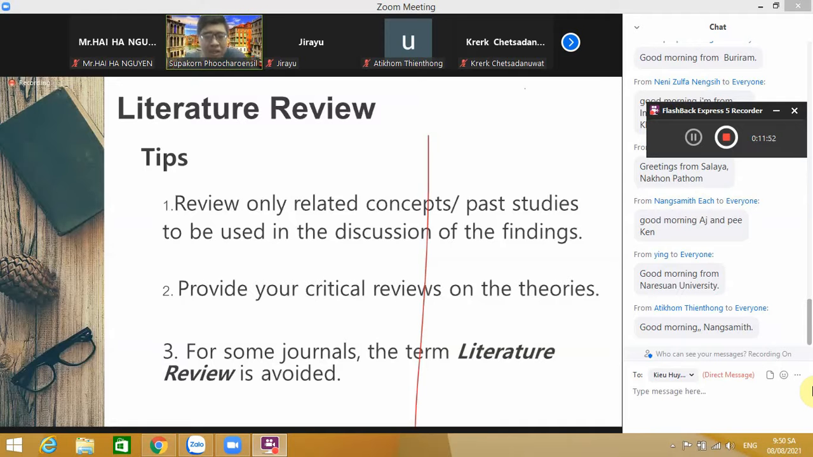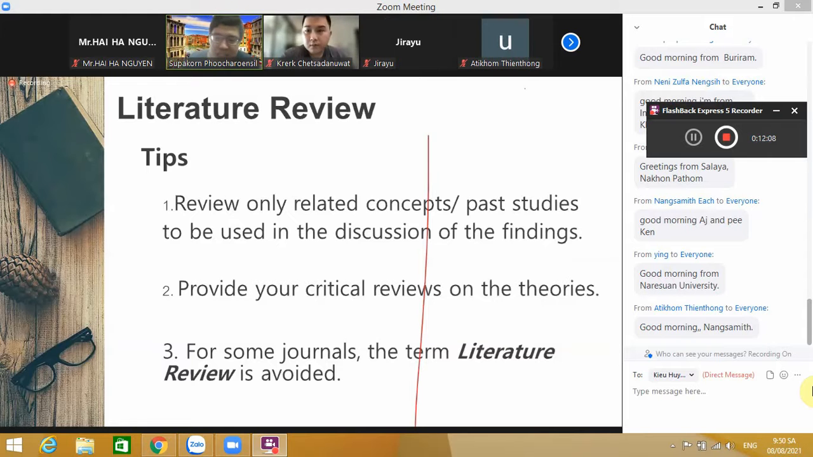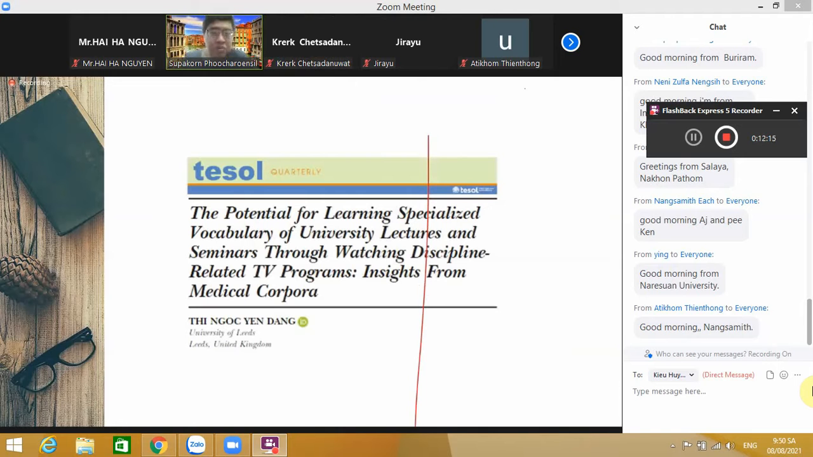So you can start the literature review using some term, the concepts. For example, if you are working on vocabulary size, you can start it with vocabulary size. If you are working on collocation, you can start it with collocation or whatever, by not using the words literature review. Okay. Another example of a paper published in TESOL Quarterly, this concerns specialized vocabulary. Okay.